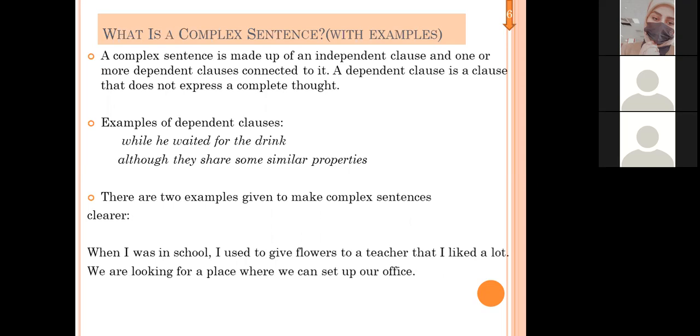A complex sentence is made up of an independent clause and one or more dependent clauses connected to it. A dependent clause is a clause that doesn't express a complete thought.